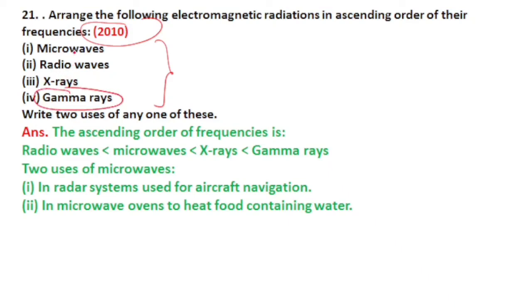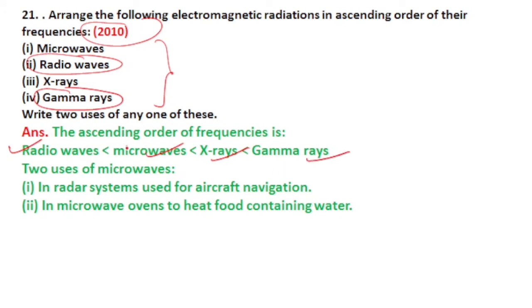And lowest frequency, microwave or radio? Yes, radio waves have the lowest frequency and highest wavelength. So you have to write in ascending order. So first you write those electromagnetic radiations which have the lowest frequency. So first you write radio wave, then microwave, then X-rays, and gamma rays have the highest frequency.